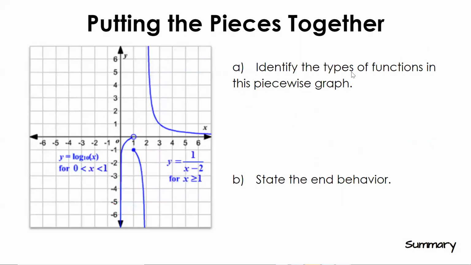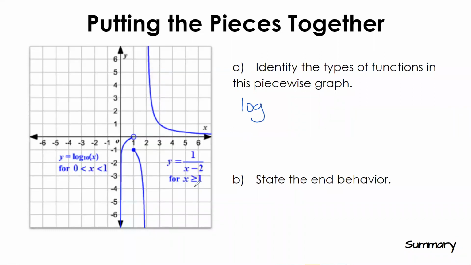All right, so it says identify the types of functions in the piecewise graph. So we're just naming, right? Okay, so right here, we have this equation. What type of function is it? It says it right here in the equation. Log. So we have a log function.